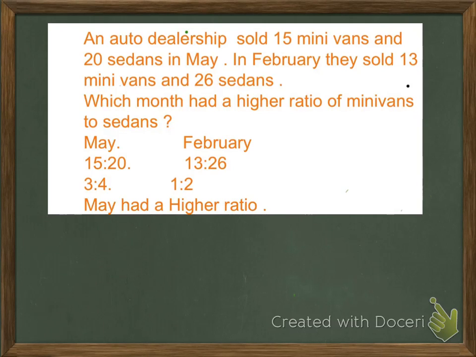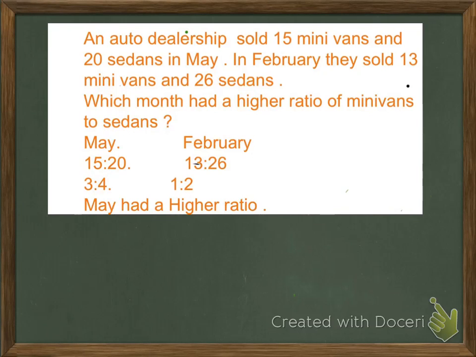An auto dealership sold 15 minivans and 20 sedans in May. In February, they sold 13 minivans and 26 sedans. Which month had a higher ratio of minivans to sedans? So unlike the last problem, this one requires a higher ratio. So first, group them into two groups, May and February.